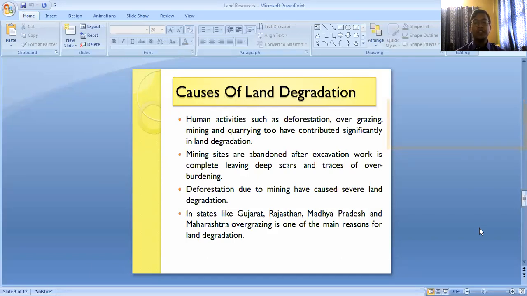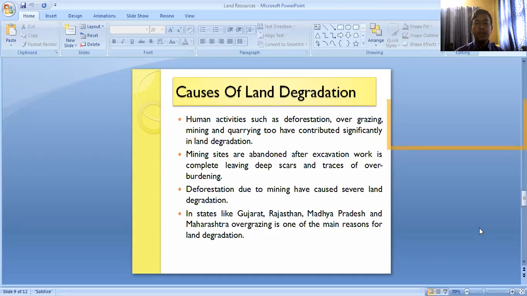Overgrazing is also responsible for land degradation. Now the question is how does overgrazing cause land degradation? See, when the animals are left to feed on the grasses and all, they feed on these grasses and the land is left exposed. If an excessive amount of grass is eaten by the animals, what will happen? The land will get exposed to the sunlight, the wind energy, and the water, rainfall and all, and these forces can easily cause degradation of the land.